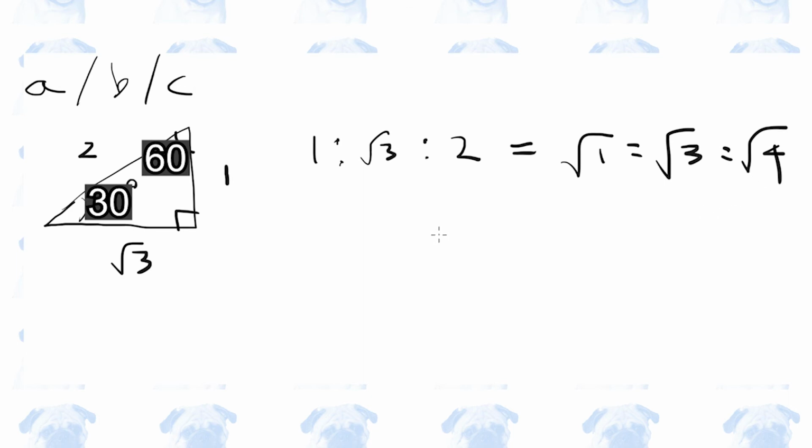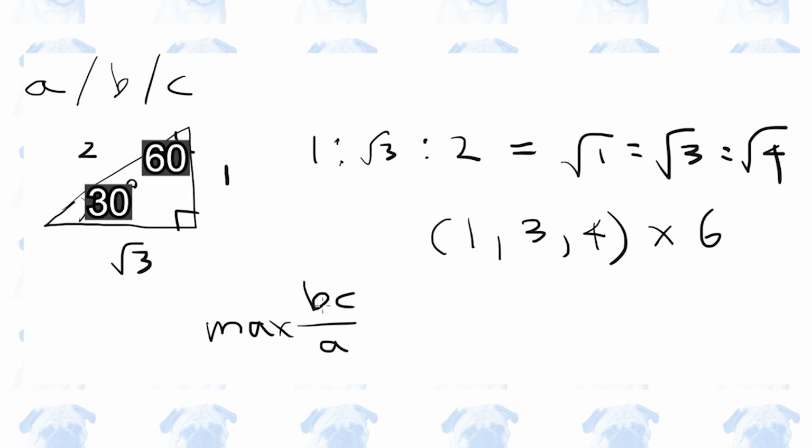So in this question, we are considering the cases where one of the values is 1, and another value is 3, and the remaining number is 4. And there are 6 permutations of these values. And what is the maximum value of BC over A? BC over A is going to be maximum when A is 1, and B and C are 3 and 4. So the maximum value is 12, and this is the answer.